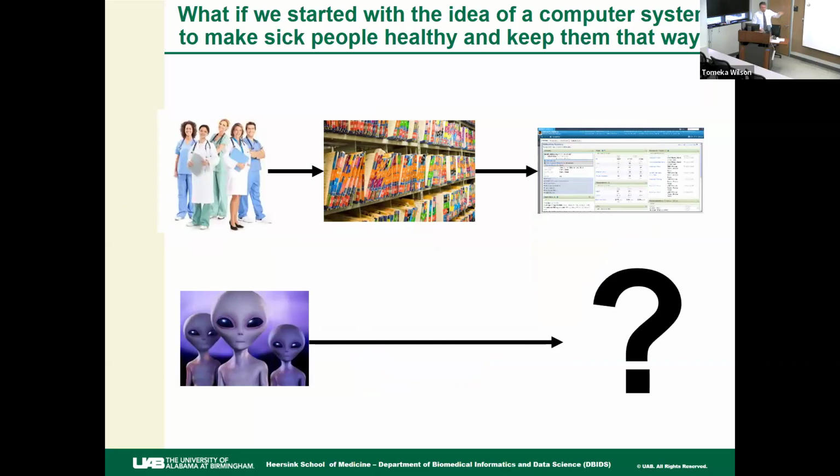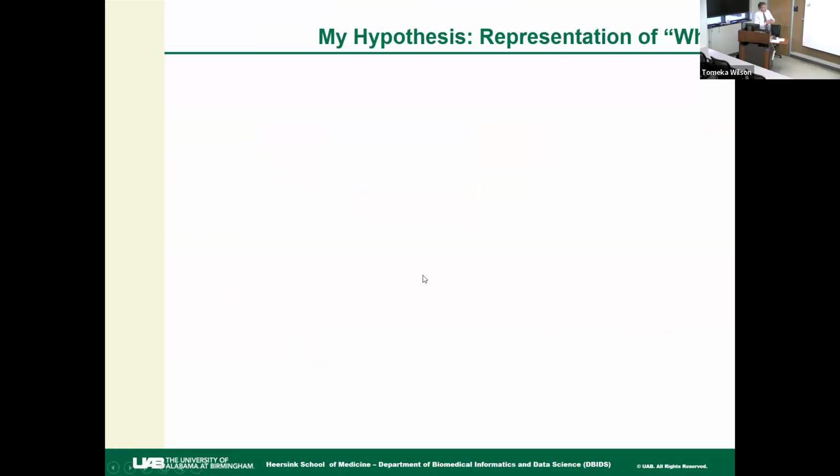Okay, so if we started on another planet to build electronic health records, where we were unencumbered with these model patient records, what would it look like? If we could build a system to take care of sick people and make them better and keep them that way.